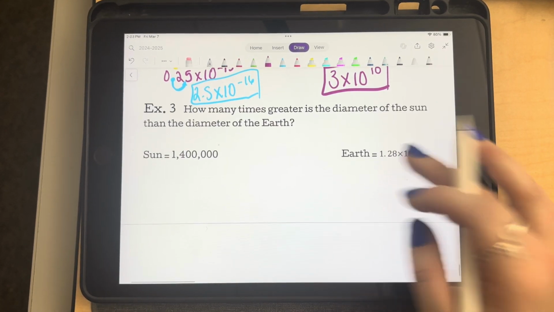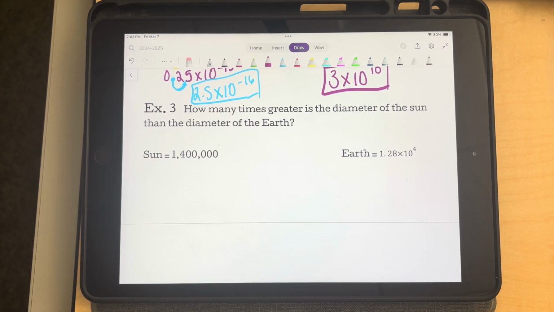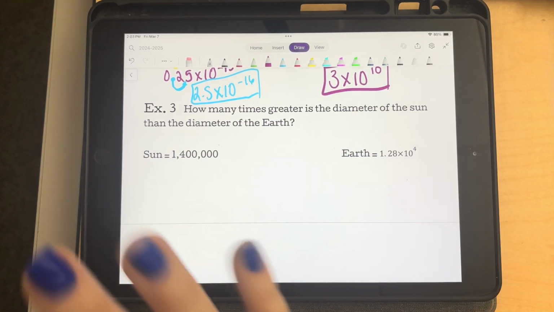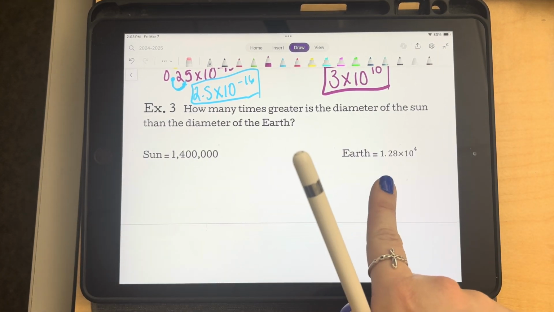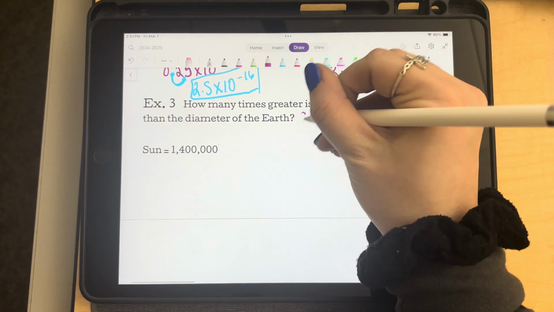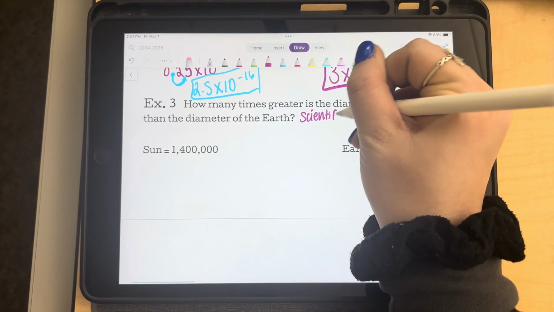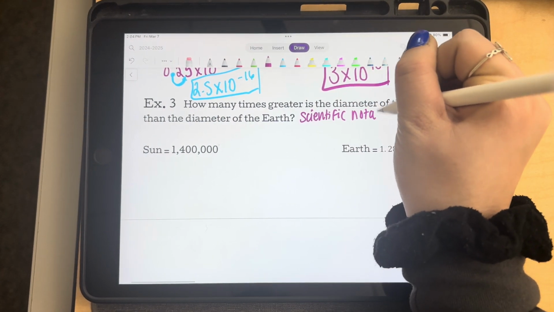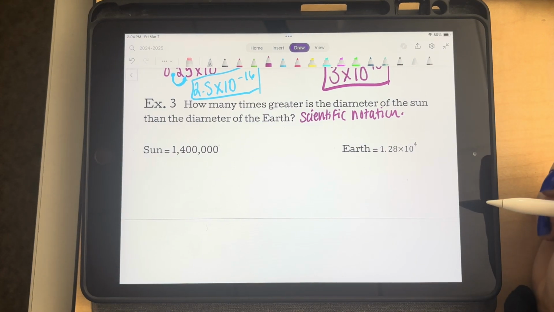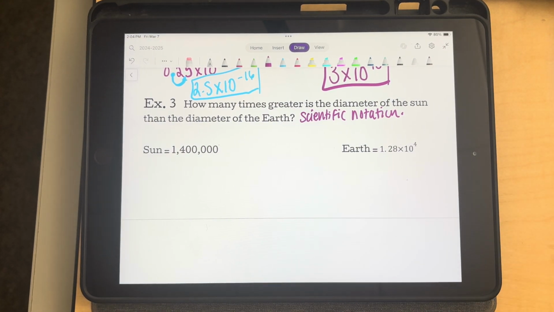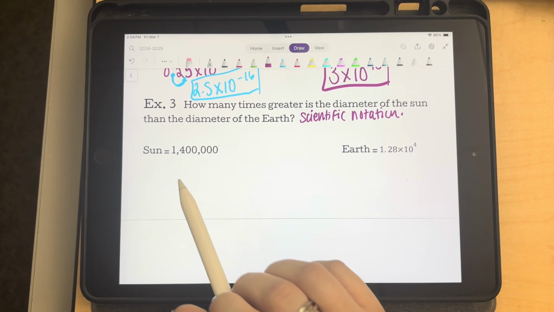Okay, last example. How many times greater is the diameter of the sun than the diameter of the earth? This would be a great example where I will make sure to tell you whether I want it in standard form or in scientific notation. In this case, let's just keep practicing scientific notation, and I think most of your homework problems are going to be like this anyway, so make sure you leave it in terms of scientific notation. So if I want it in scientific notation, I want both of these in scientific notation.